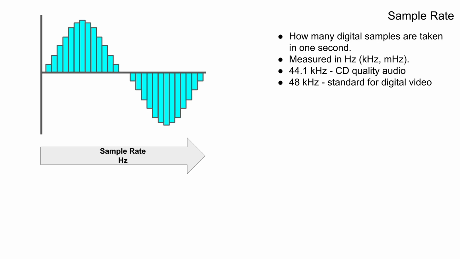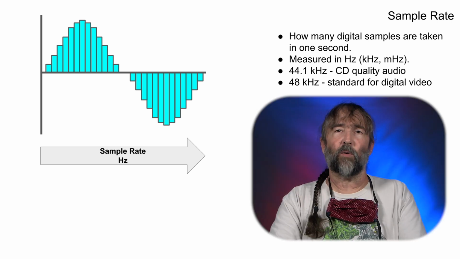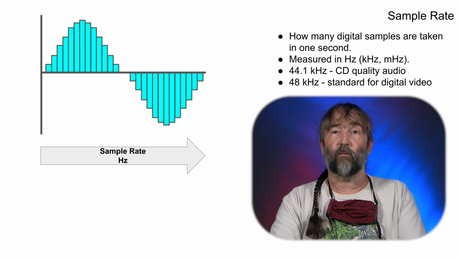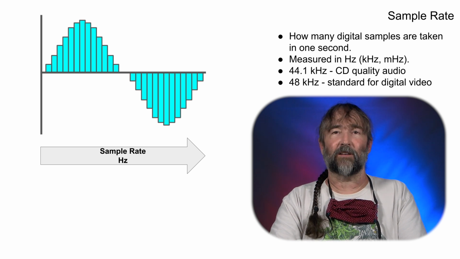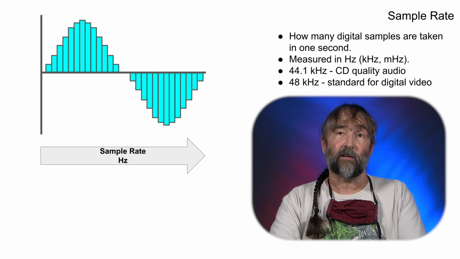Each of these measurements is called a sample, and the number of times that we sample is called the sample rate. Now, we measure it the same way that we do frequency. We're going to measure it in terms of how many times per second we take a sample. And that, as we did earlier, is measured in hertz. You see a couple of standards there. CD quality audio is sampled at 44.1 kilohertz, or 44,100 times per second. The standard for digital audio, or the audio that's attached to digital video, is 48 kilohertz, 48,000 times per second. We measure the sound wave.